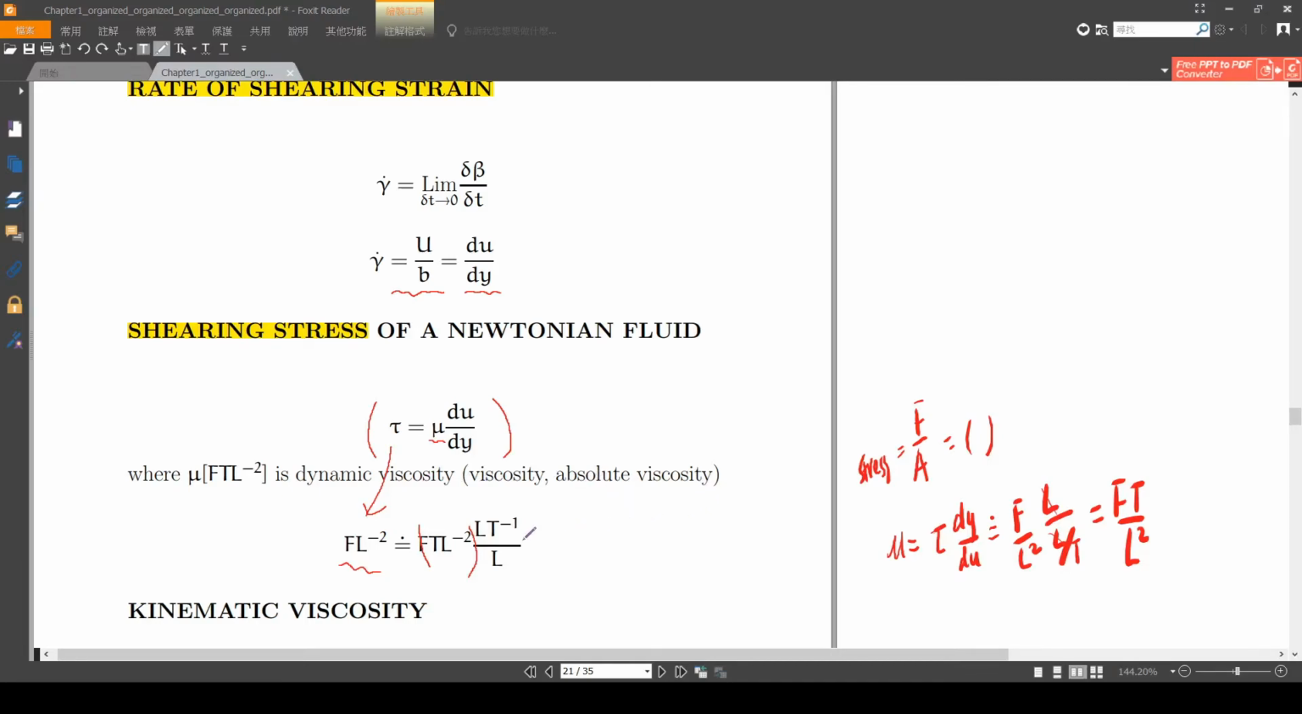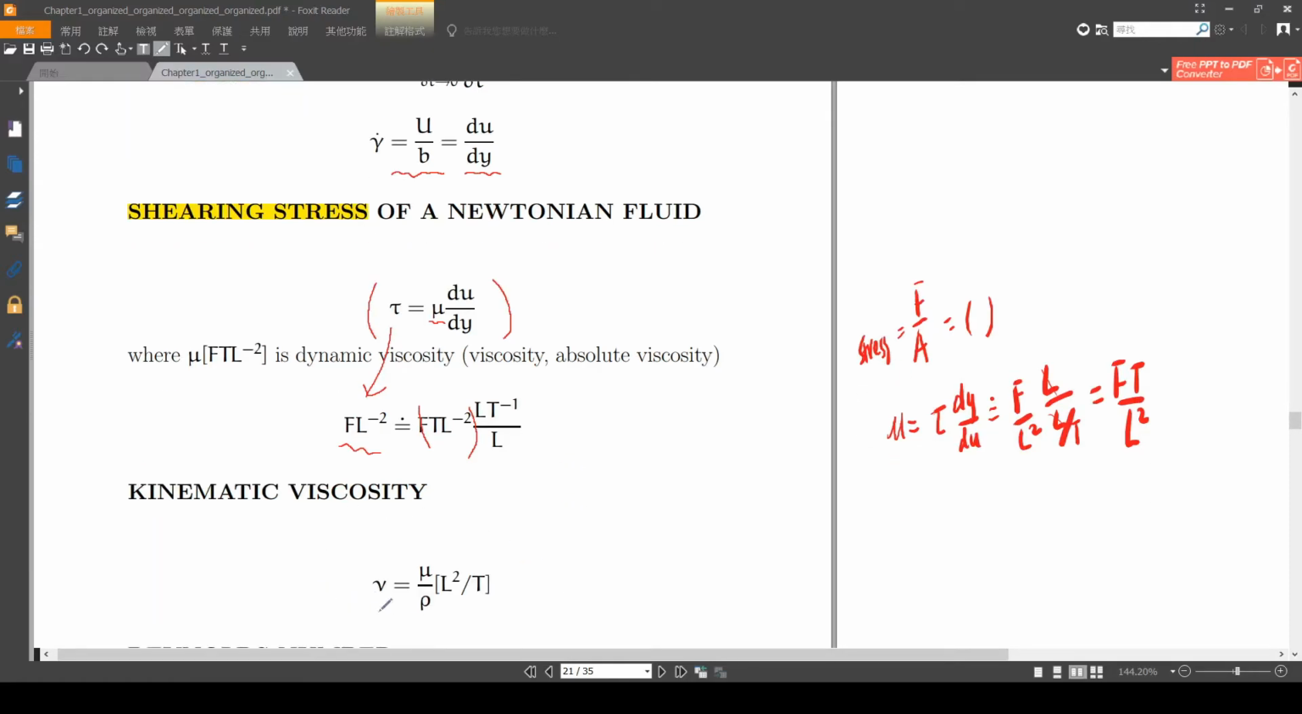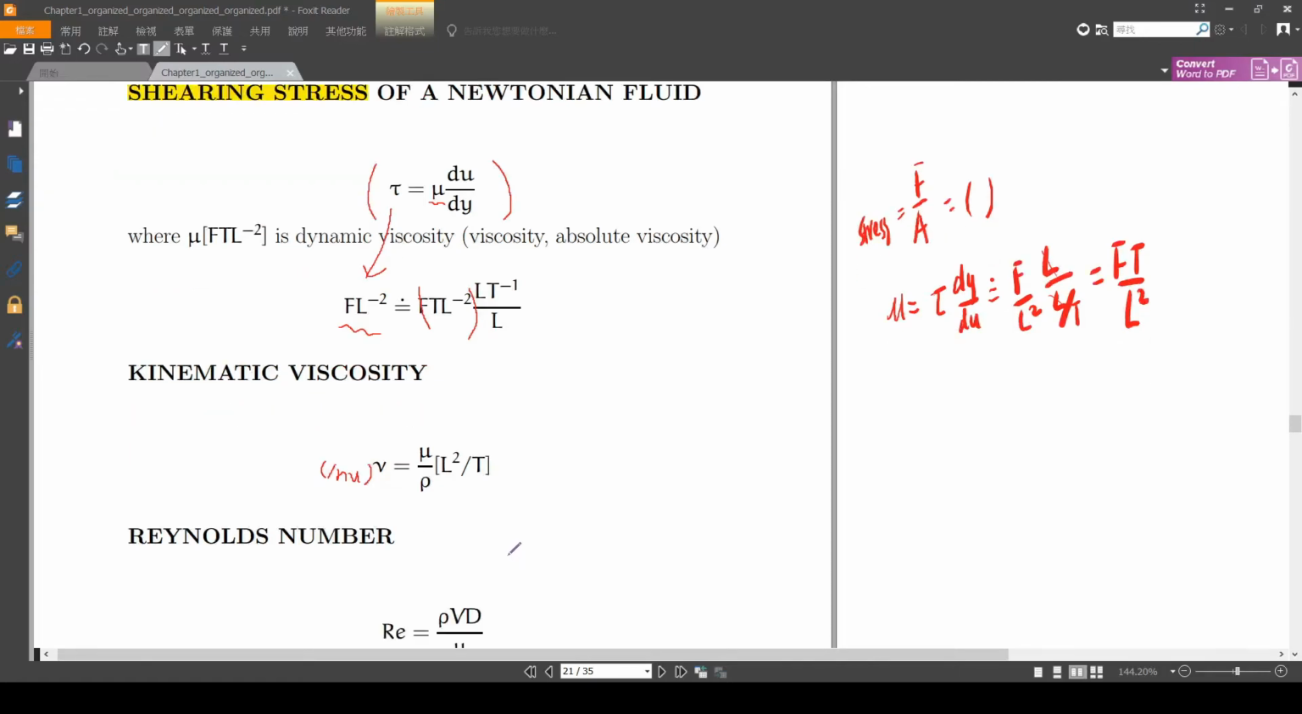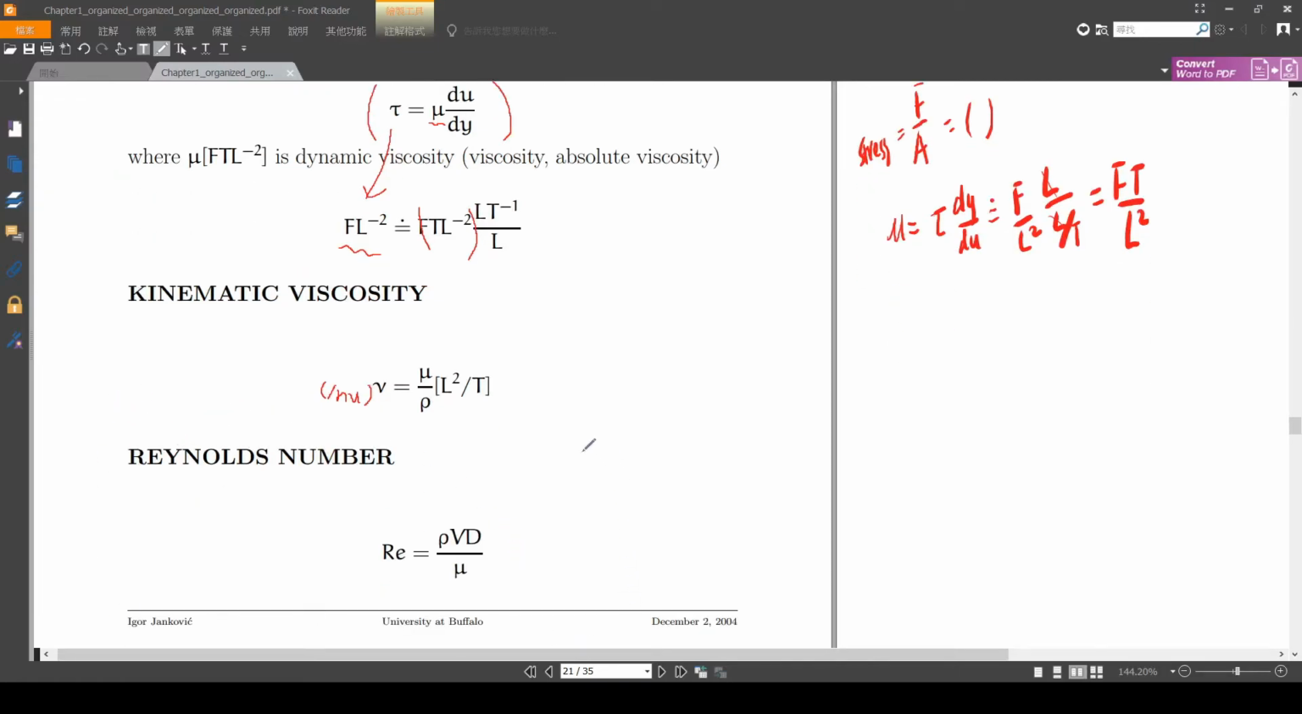Most of the time in fluid mechanics, the viscosity appears together with the density, and therefore we will use another kind of viscosity. We call it the kinematic viscosity, denoted nu. Nu is equal to the absolute viscosity divided by the density. Here we are talking about the Reynolds number.